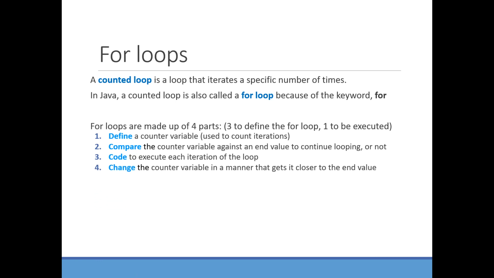And then finally, we have the change. So this is when we are going to change the counter variable in a manner that gets it closer to the end value. So for example, if I'm looping from 5 to 10 and I want to hit every step along the way, I might add 1 to the counter variable every single time. So maybe it starts at 5, then it goes to 6, then 7, then 8, then 9, then 10. And what we can see here is that it is getting closer to that end target value every single step.